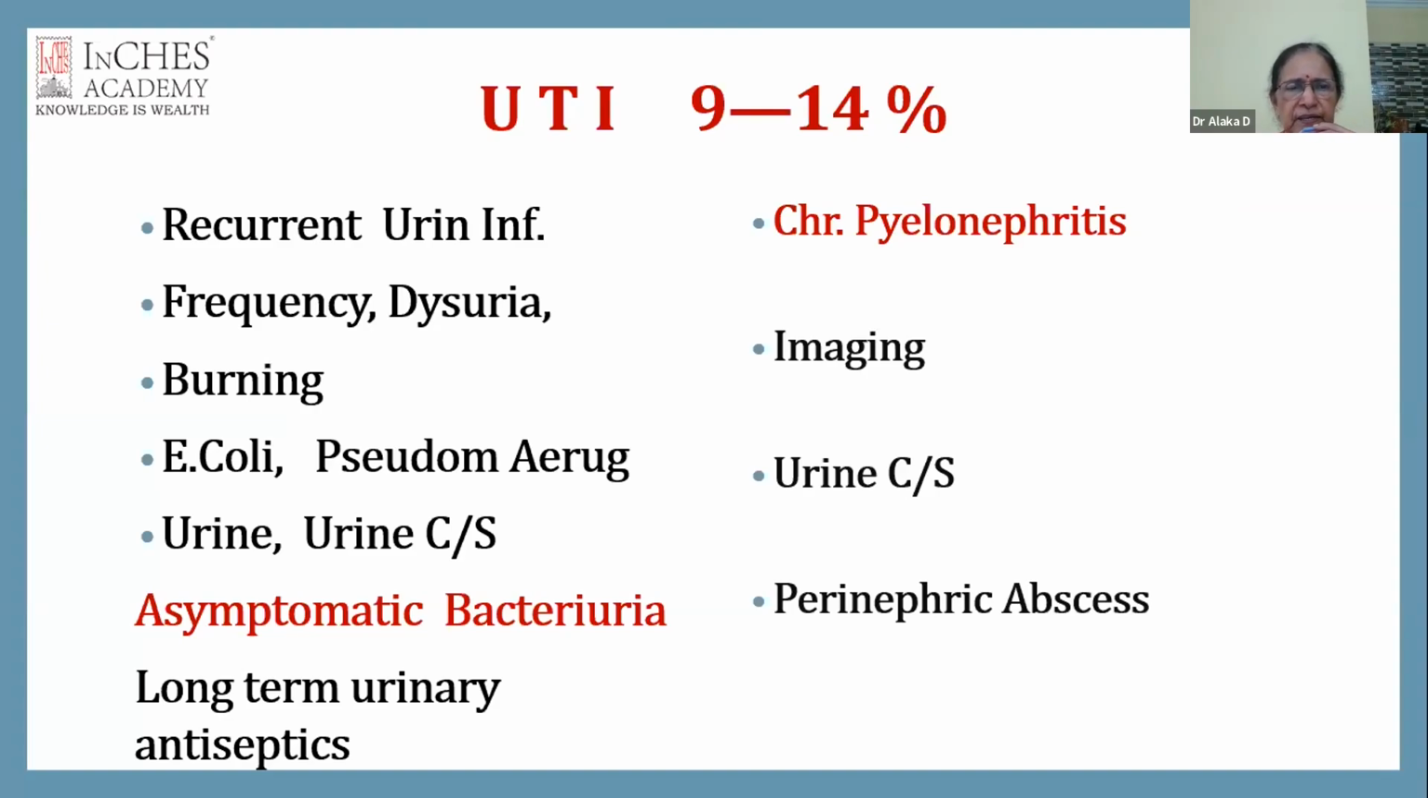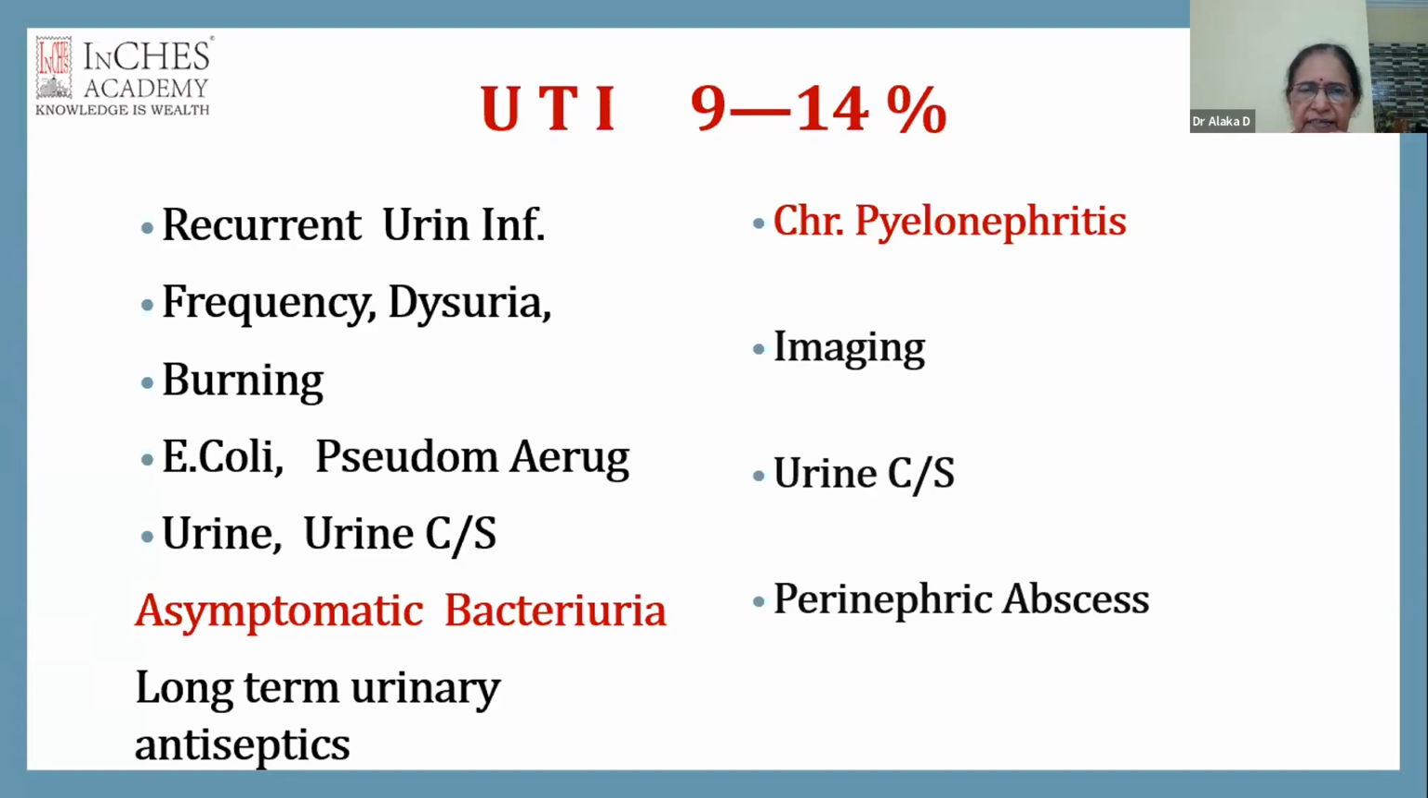So with recurrent urinary infection, there is frequency, there is dysuria, there is burning. The patient comes with frequency, he has to go and pass urine, but every time he passes few drops, it is not a continuous flow. He doesn't get satisfaction. So this is dysuria and frequency of micturition. There is a burning. It is better to examine the urine.